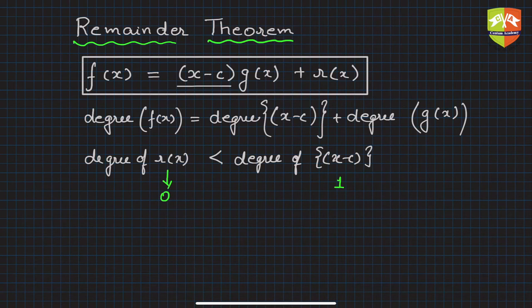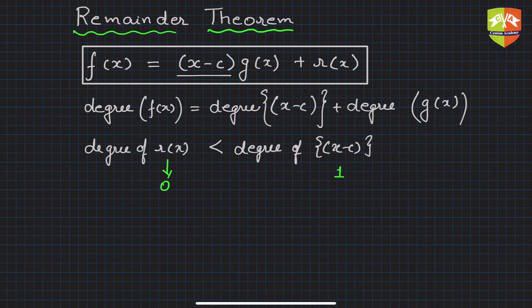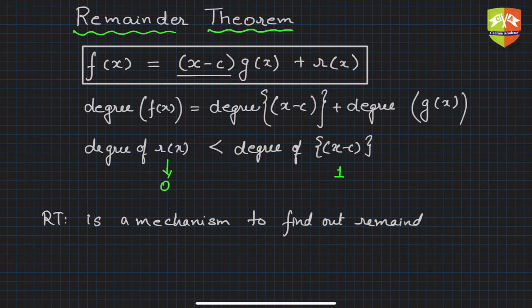Now, what is the remainder theorem, guys? What does the remainder theorem mean? The remainder theorem is a mechanism to find the remainder when a particular polynomial f(x) is divided by a linear polynomial x minus c. Again, I am writing it so that it becomes established in your mind. You must remember that the remainder theorem, RT in short, is a mechanism or method to find the remainder; only one remainder will be found in one division.